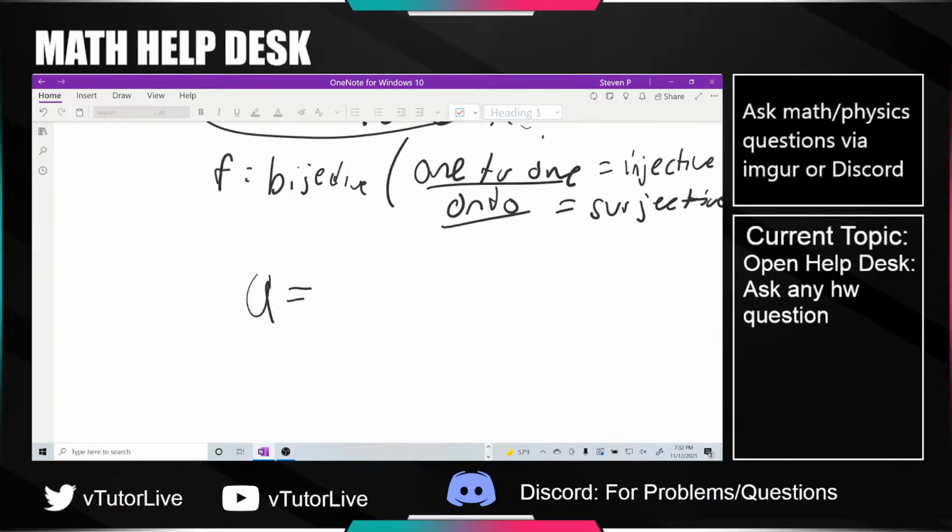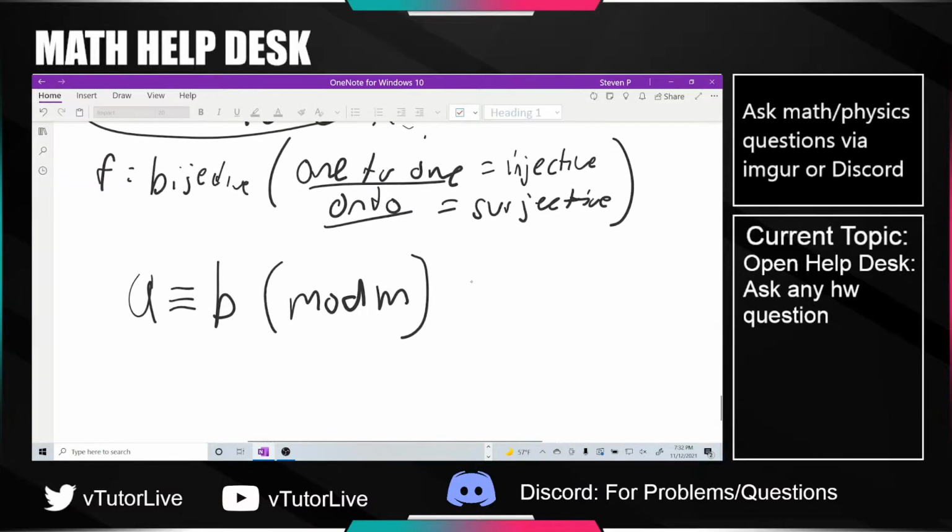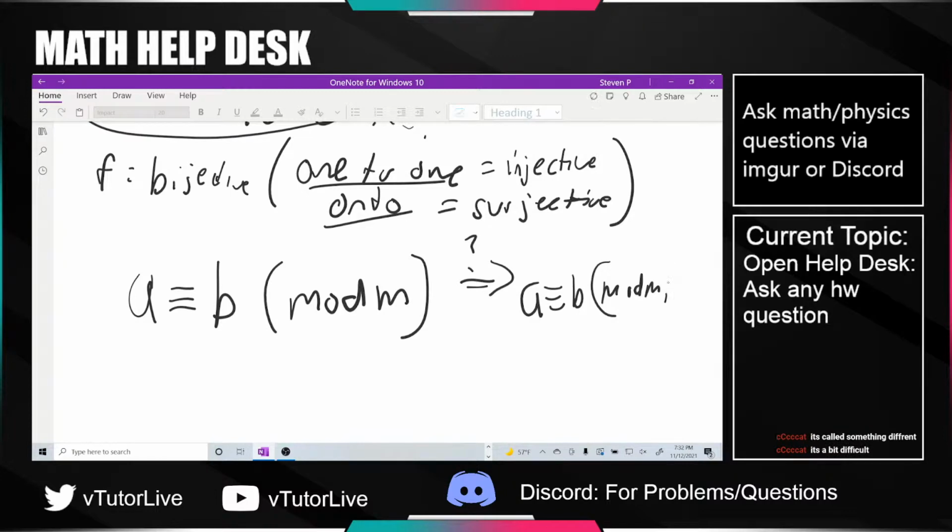By the way, is this an intro to proofs class? How is the homework for this class? Is it good? It's called something different.